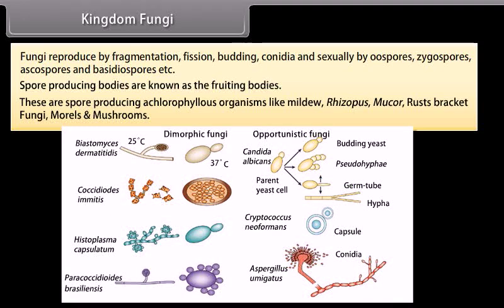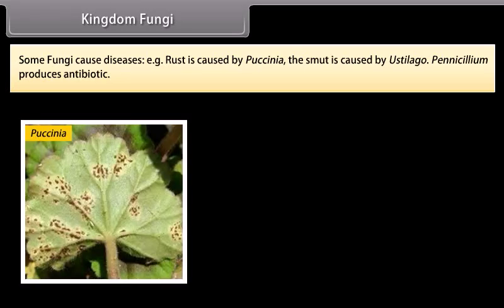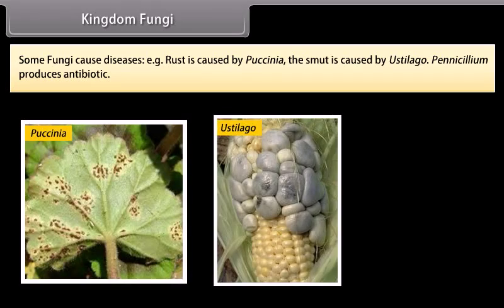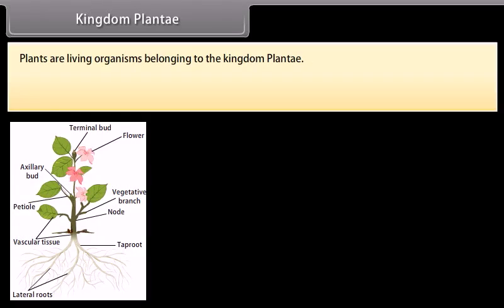These are spore-producing achlorophyllous organisms like mildew, Rhizopus, Mucor, rusts, morels, and mushrooms. Some fungi cause diseases. For example, rust is caused by Puccinia, and smut is caused by Ustilago. Penicillium produces an antibiotic. Kingdom Plantae. Plants are living organisms belonging to the kingdom Plantae.